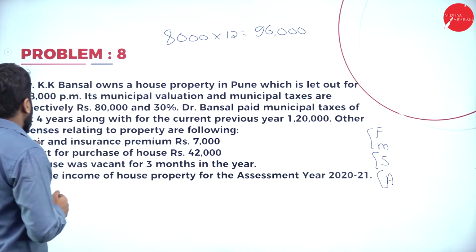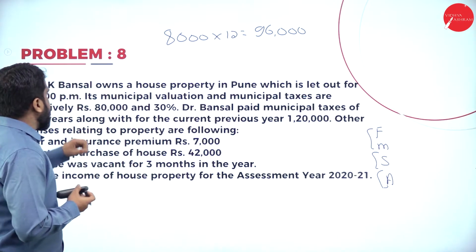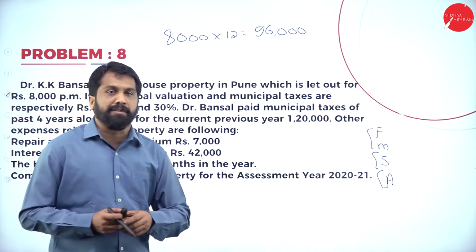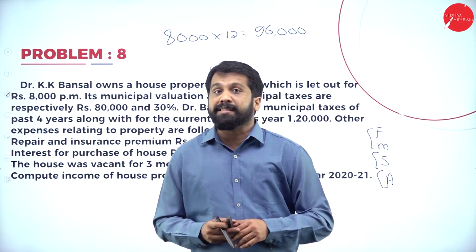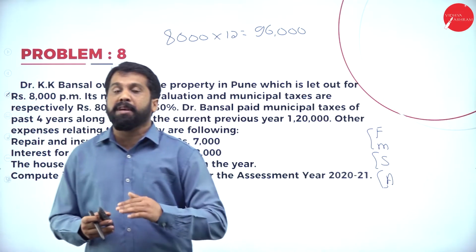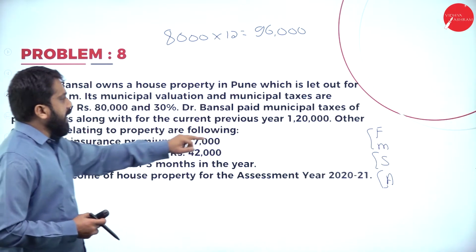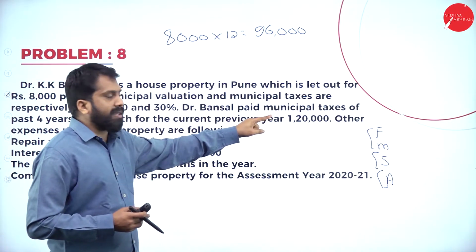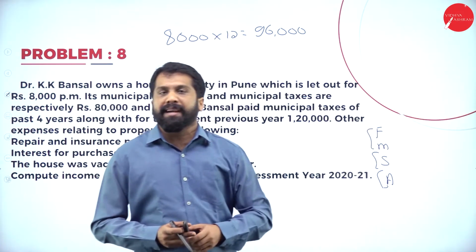Now, other expenses relating to property are following. If you calculate 80,000 as your municipal valuation, on that 30%, you will get around 24,000 per year. If you go for 4 years, how much will you get? It will be 96,000. But we have taken 1,20,000. Why? Because last year municipal valuation may be high. Before that, municipal valuation may be high. So that's why they have given the amount directly. Municipal tax for the last 4 years is 1,20,000. So no need to calculate that 30%. We can directly go for 1,20,000.